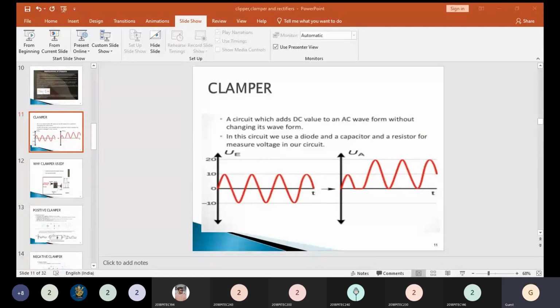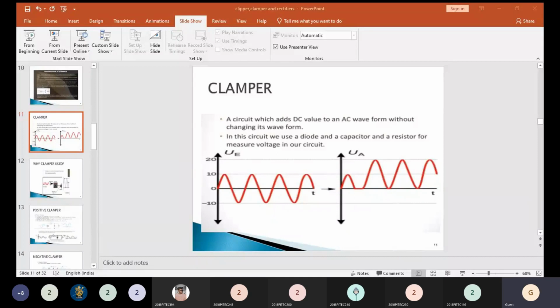The next concept is a clamper. A clipper is a removing part. So what is meant by a clamper? A clamper is the shifting of your input signal. Shifting means, for example, if this input voltage is 10 to minus 10 volts peak to peak, the whole input signal is totally shifted, either positive or negative. If it is shifting to positive, that is above the x-axis, it is called a positive clamper. The positive portion is moving, that is shifting. So that is called a clamper.